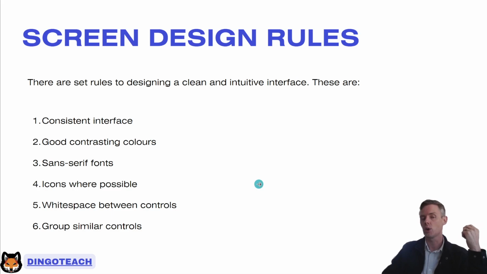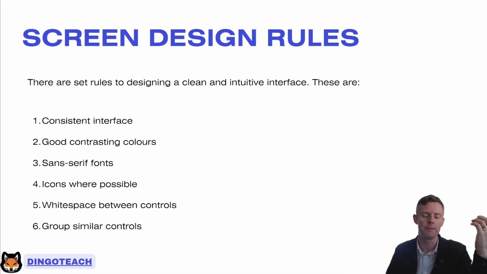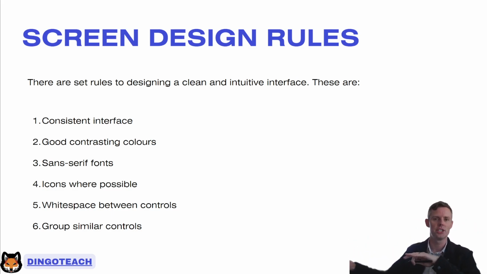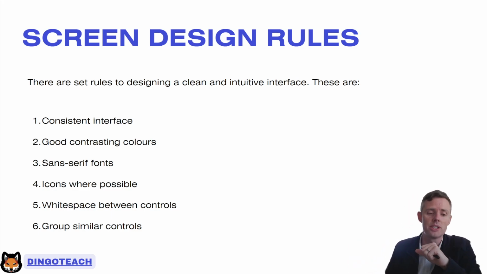Another big one is icons where possible. Please make sure you use pictures. If it's a save button, put a save icon on it. If it's a copy button, put a copy icon on it. If it's an undo button, you get my point. It is better to do that because A, it's easier to find and it's universally understood. And B, you don't have to translate it. If you release your application in Chinese or Japanese or Spanish, you don't have to translate an icon, which is beautiful. That's why it's universal.